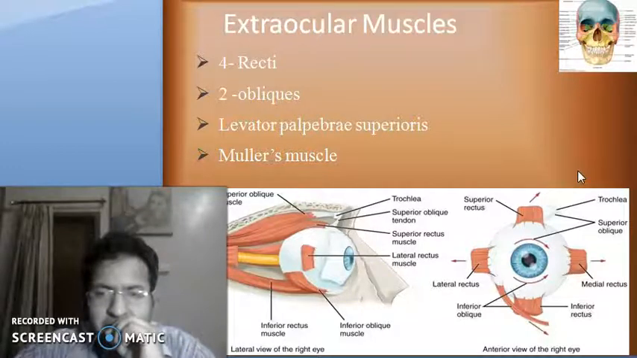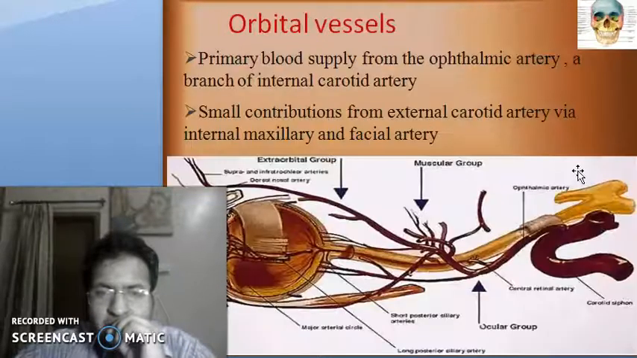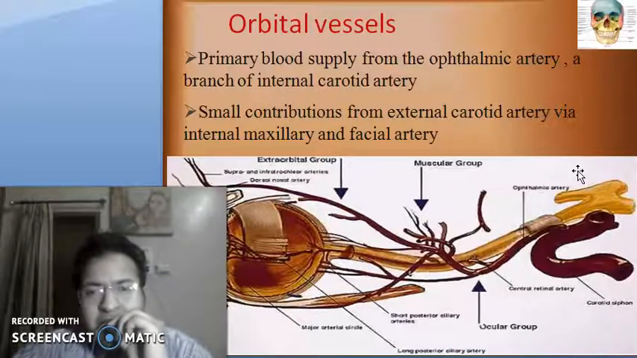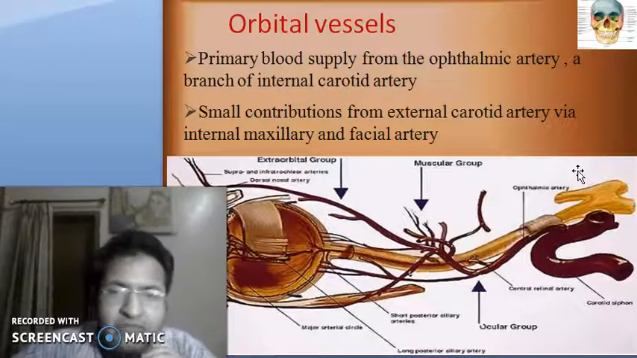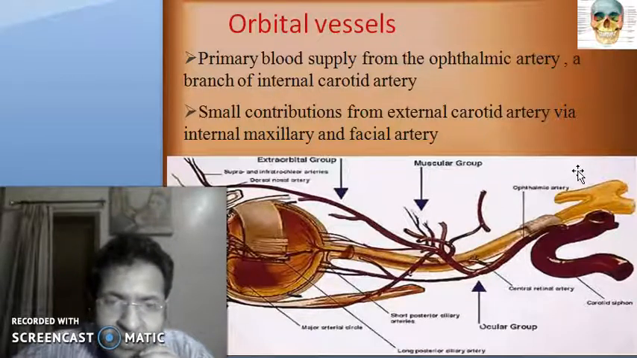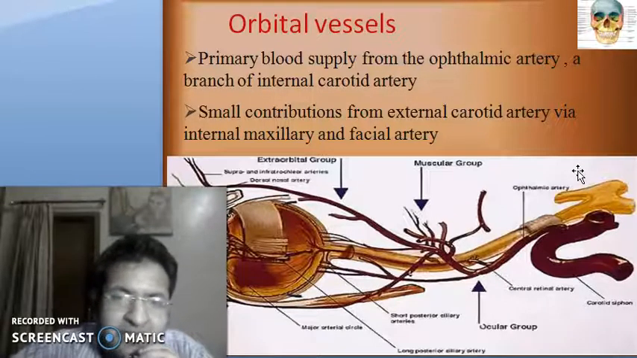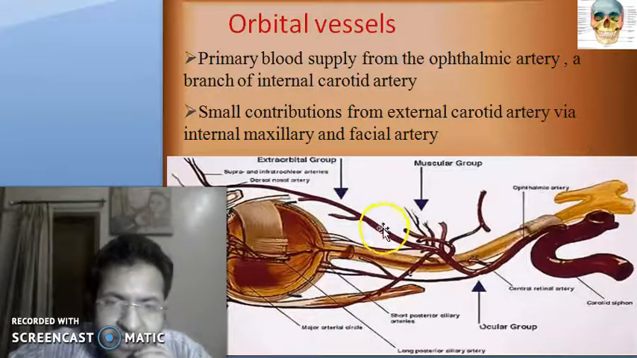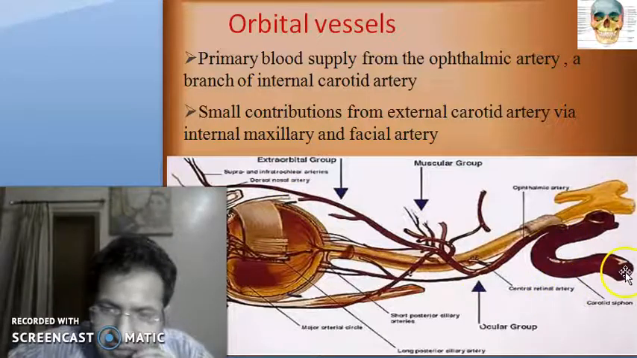Okay, next is the orbital vessels. The primary blood supply to the orbit is from the ophthalmic artery, which itself is a branch of the internal carotid artery. There is a small contribution from the external carotid artery via the internal maxillary artery and the facial artery. The main branch is the ophthalmic artery, from the internal carotid artery, which reaches into the orbit.